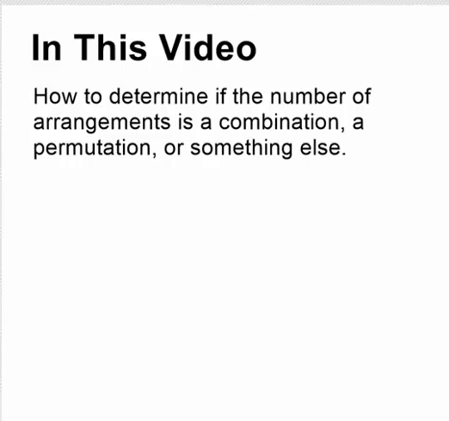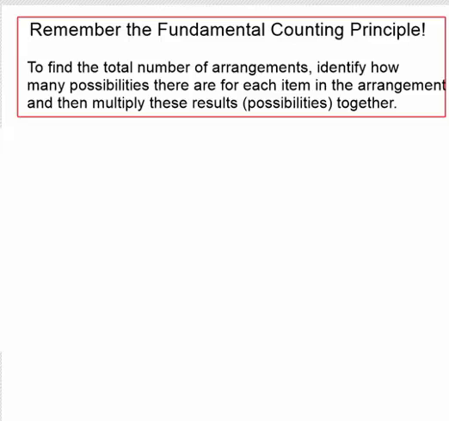In this video, we will look at how to determine if the number of arrangements is a combination, a permutation, or something else. And we'll start with the fundamental counting principle. To find the total number of arrangements, you identify how many possibilities there are for each item in the arrangement. Then you multiply these numbers of possibilities together.